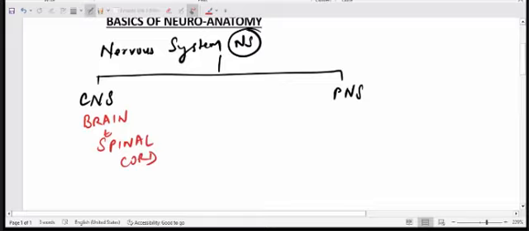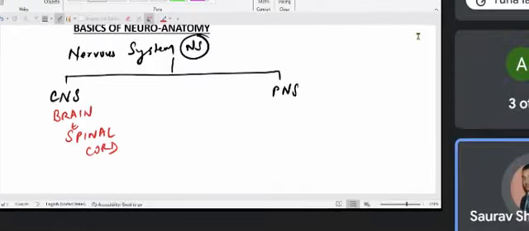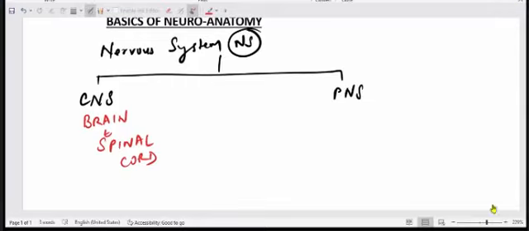Brain and spinal cord, isn't it? Together they constitute the central nervous system. If anybody asks you what is the central nervous system, you have to be very clear that it is only about the brain and spinal cord as such.